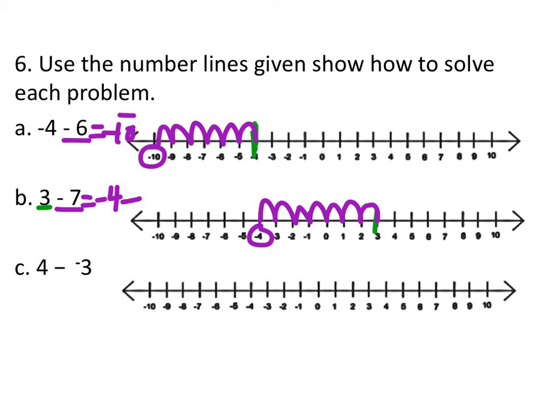Same with part C, we start at 4. Now this one is like taking away 3 negatives, which means, as it turns out, we could write it as just +3, and plus is to the right, three spaces right there, so we end at +7 on that one.